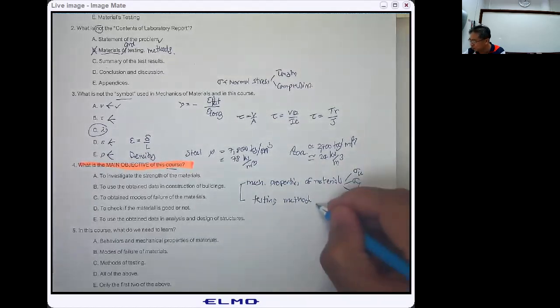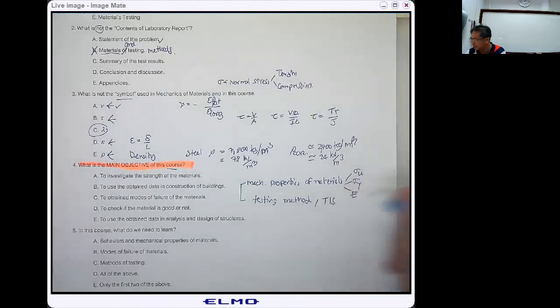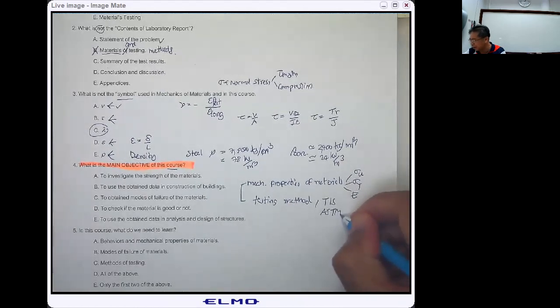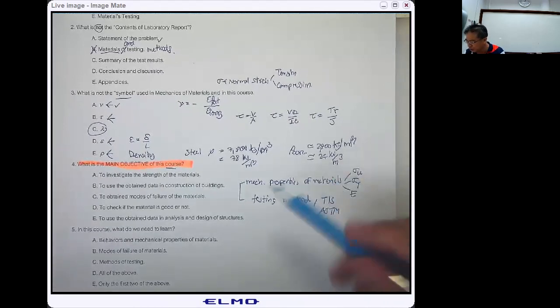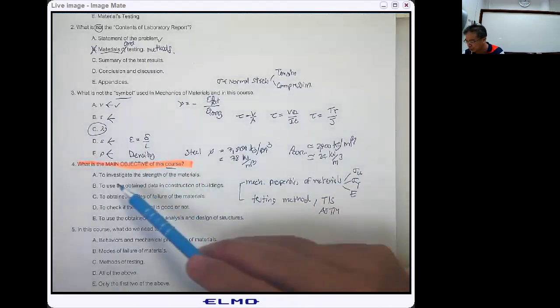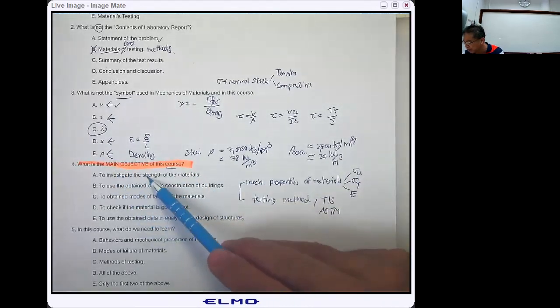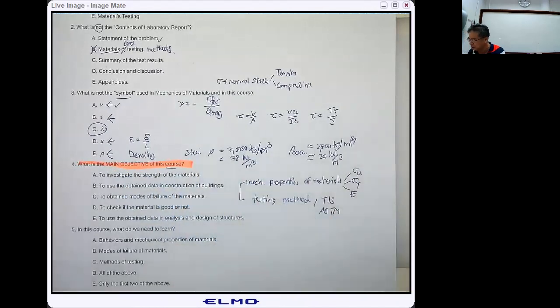That is going to follow the Thailand Industrial Standard or the ASTM, American Society for Testing and Material. So which one is going to be the answer to this? Well, the main objective is just to investigate the strength of the material. That means you just investigate the sigma sub y, that's not enough.